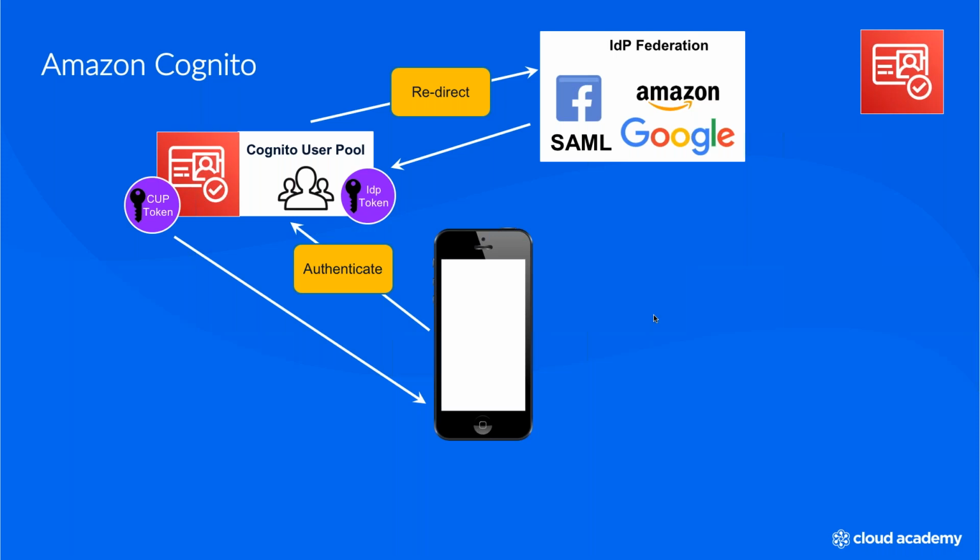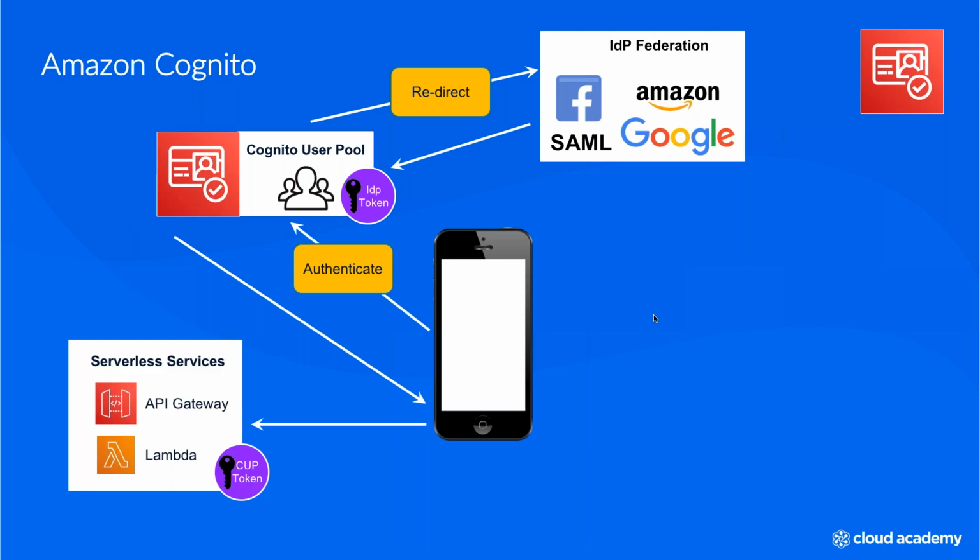Now, the actions carried out by the user on your app might also need access to back-end serverless services for APIs that you have created. So you might be using API Gateway or Lambda, which accept CUP tokens. So Cognito will use the same CUP token to authenticate and authorize you to use those APIs with API Gateway, etc.